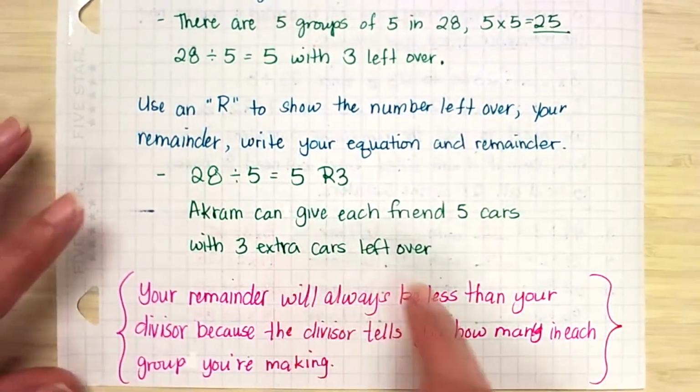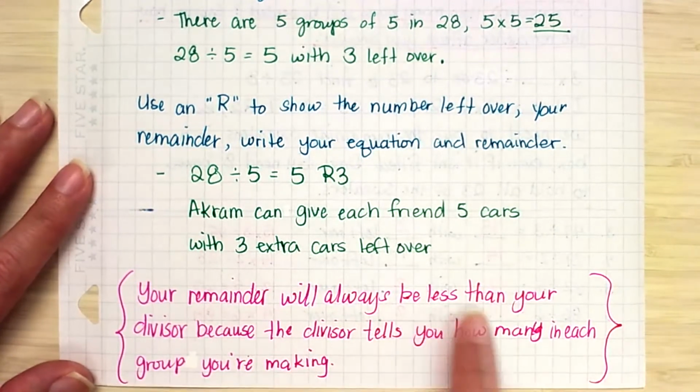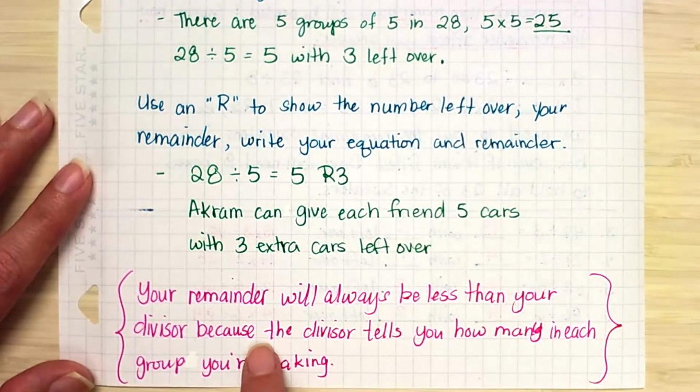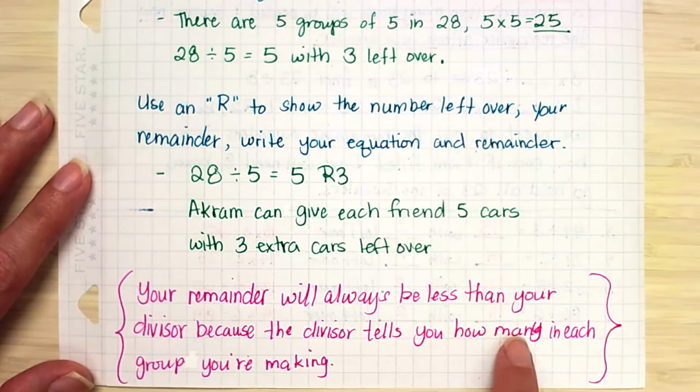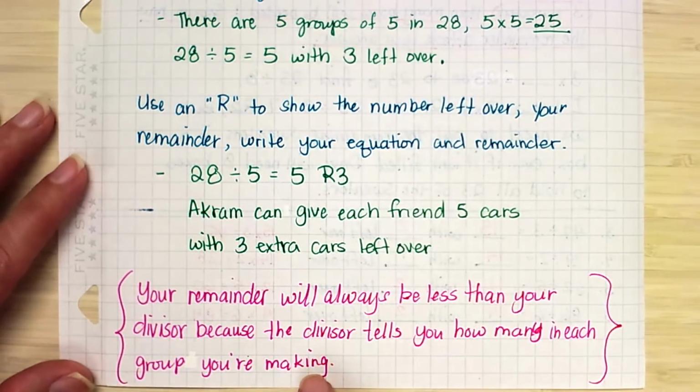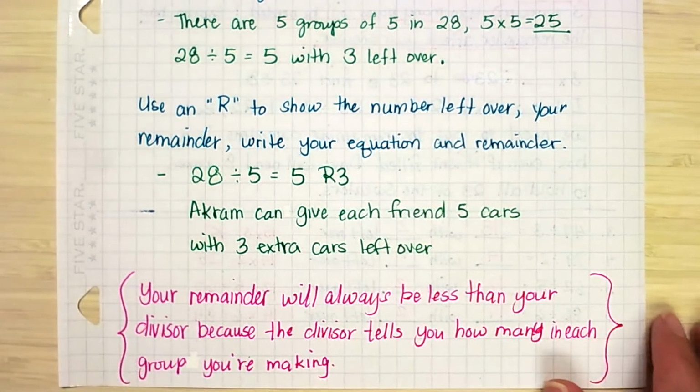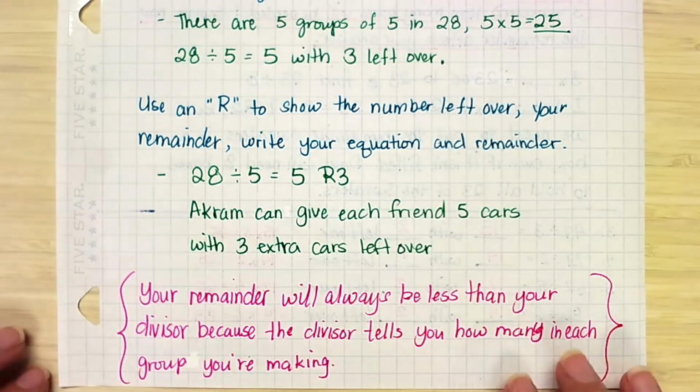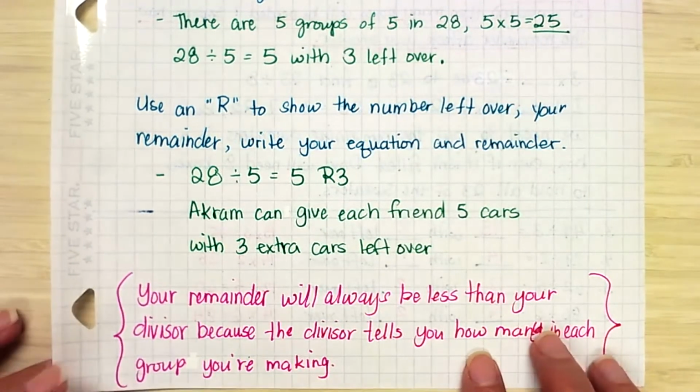And again, remember, your remainder will always be less than your divisor, because the divisor tells you how many are in each group that you're making. So if you have more left over than the number of groups, that means you're not done dividing yet. You can put more into each one of those groups before moving on and deciding what number is your remainder.